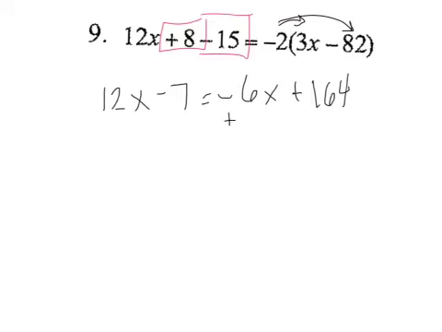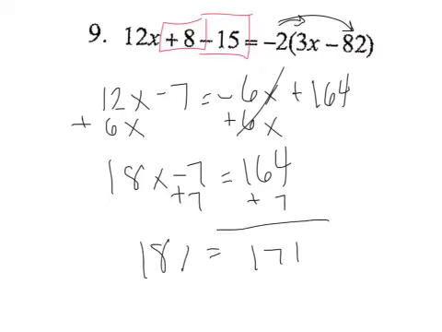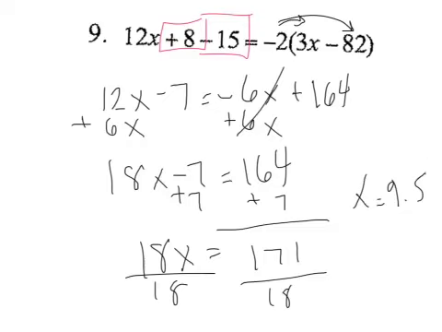Now we're going to add 6x to get the x's on all one side. We've got 18x minus 7 equals 164. We're going to add 7. So we get 171 and then 18x. And your last step is to divide out by 18. So your x value is 9.5.